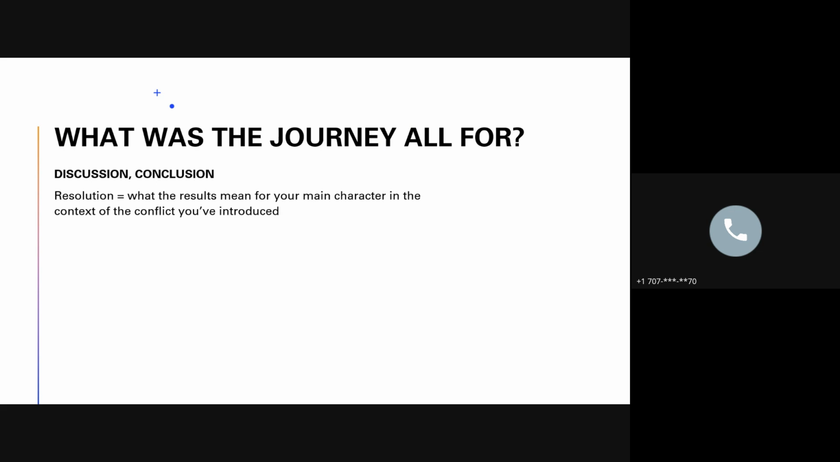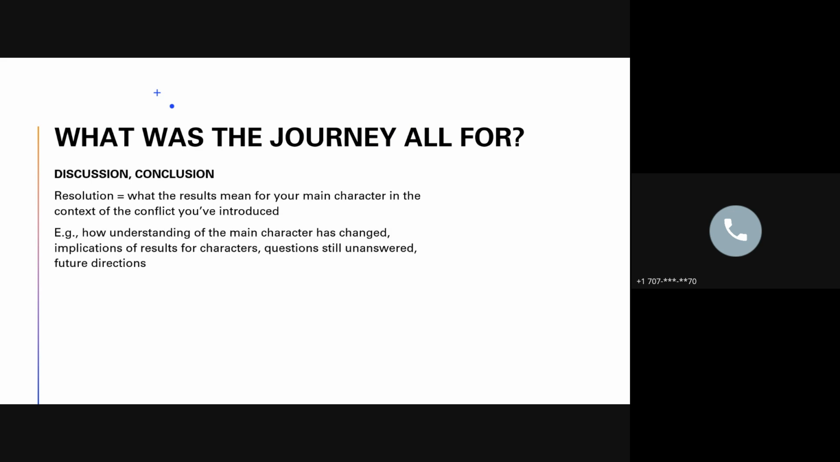And so the resolution is what the results mean for your main character in the context of the conflict that you've introduced. For example, how your understanding of the main character has changed, implications of the results for the characters, questions that are still unanswered, and future directions: what are the next journeys that we need to take? If this is a movie, what's the sequel?